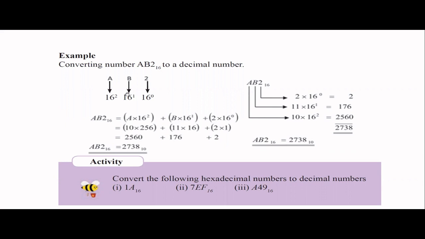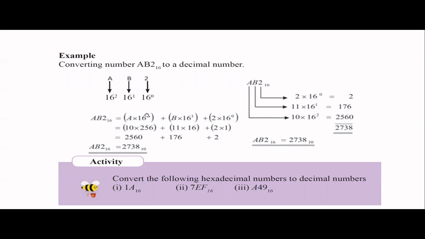Okay, this one. AB2, right? So we'll write them down AB2 and then write the weighting factors 16 to the power 0, 16 to the power 1, 16 to the power 2, right? So here 16 to the power 0 is 1, 1 into 2 is 2. 16 to the power 1 is 16 into B means it's 11, right? So 11 into 16, 176.